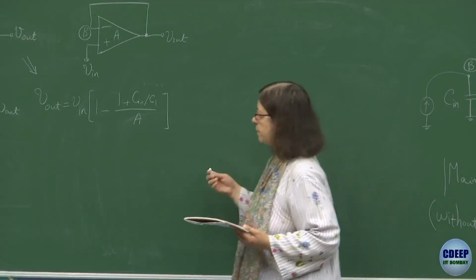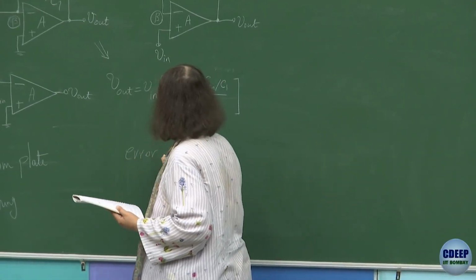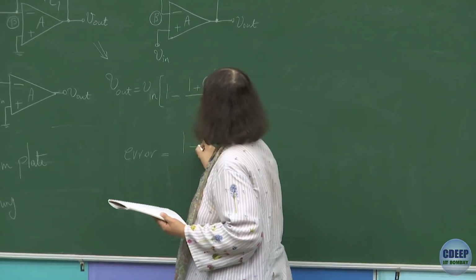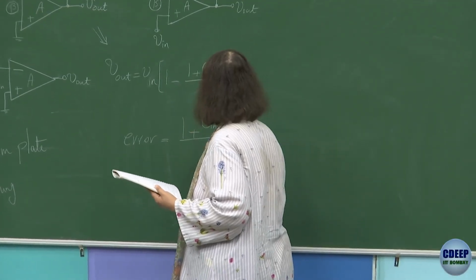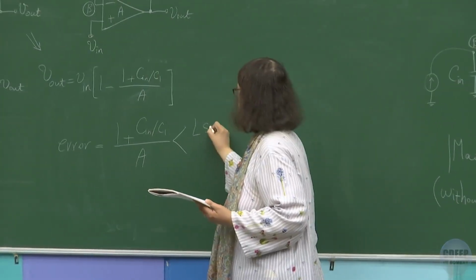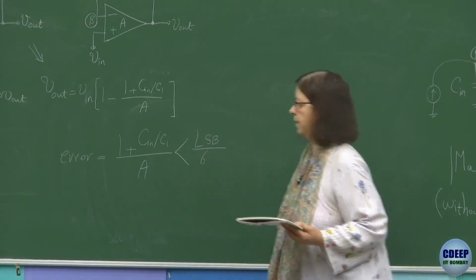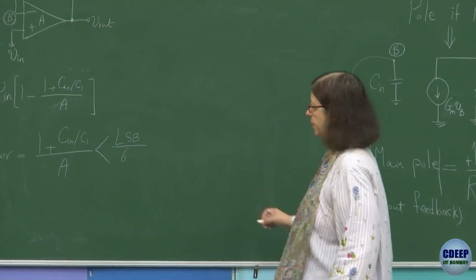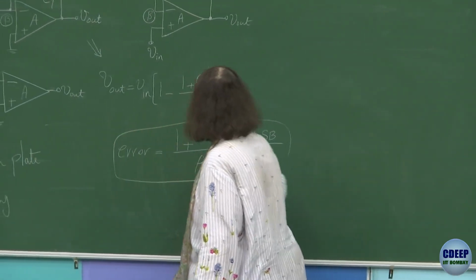So therefore, when we say that we want this error to be within the limit, effectively that means that this error, which is right now (1 plus Cin upon C1) upon A, you want to be less than, say, LSB upon, say, 6. Right? This therefore gives you an idea about the minimum gain of the op-amp.